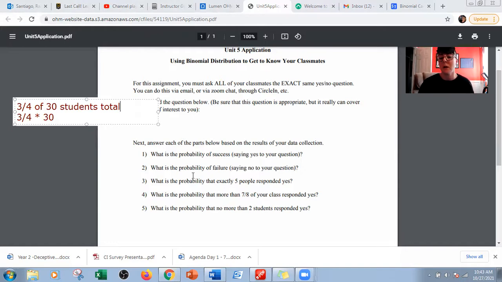So what is the probability that exactly 5 responded yes? So it's n choose 5, right? What is the probability that more than 7/8 of your class responded yes? Well, it's going to be n choose whatever 7/8 of that number is, right? Which is what you get from multiplying that by the total number. Okay. Yes. Beautiful. Perfect. I'm still a little confused on number 4.